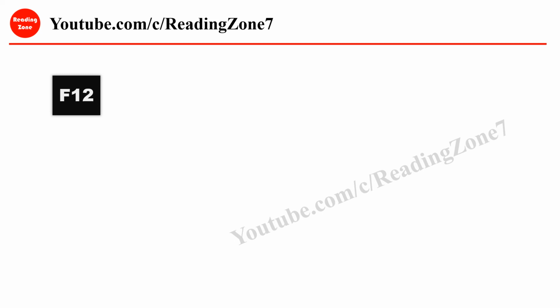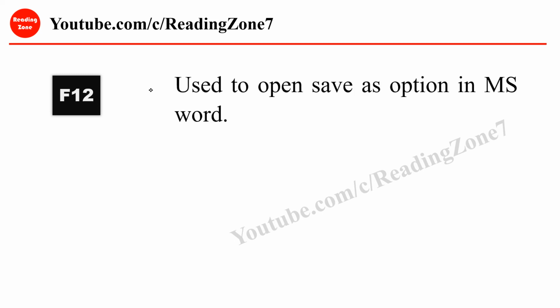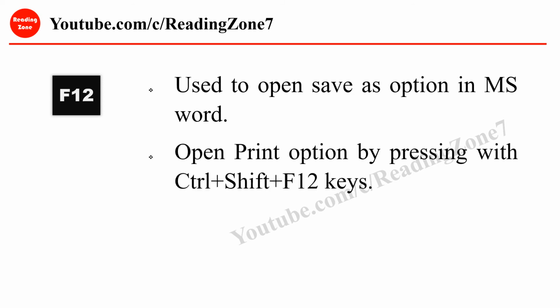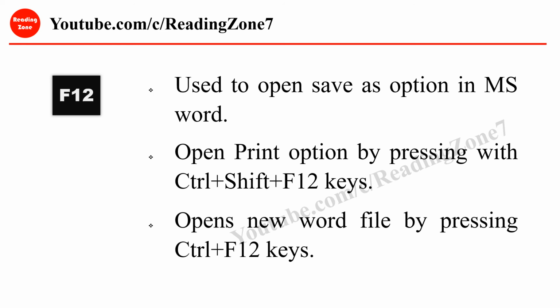F12. Used to open Save As option in MS Word. Open Print option by pressing Ctrl plus Shift plus F12 keys. Opens new Word file by pressing Ctrl plus F12 keys.